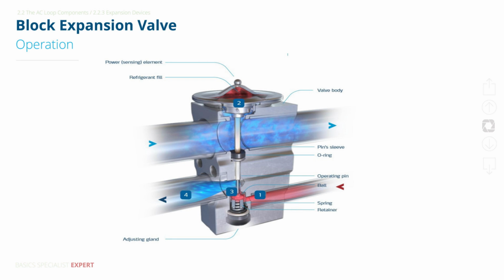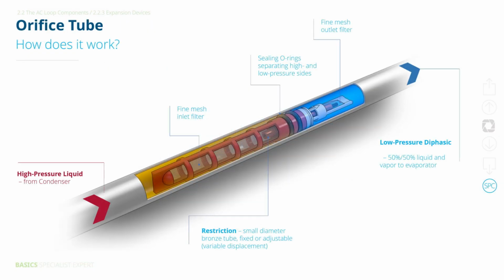refrigerant into the evaporator. Inside the orifice tube, the refrigerant is pushed through a tiny restriction, creating the pressure and temperature drop needed before it enters the evaporator. The flow is controlled by the pressure difference across the orifice, and fine gauze filters on both ends help keep debris out of the evaporator.